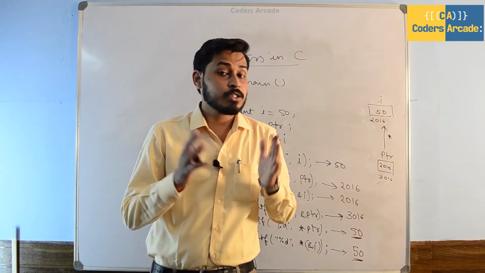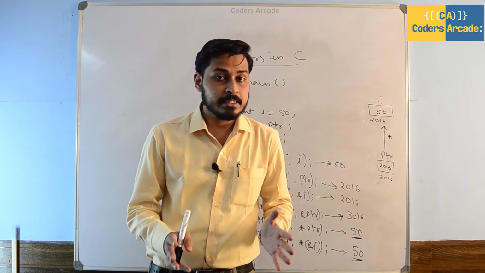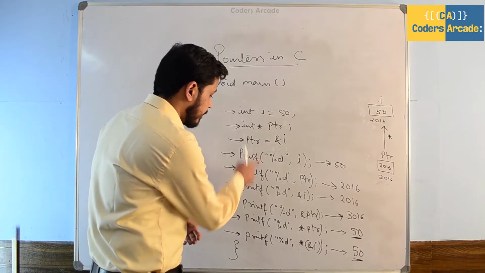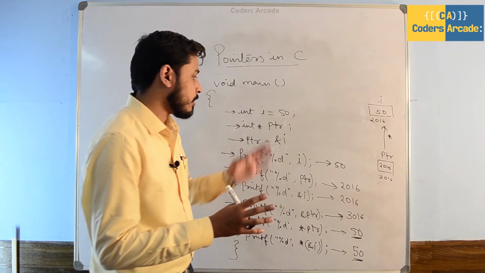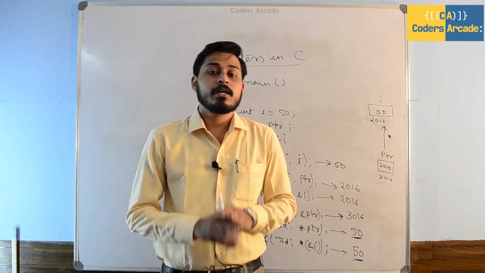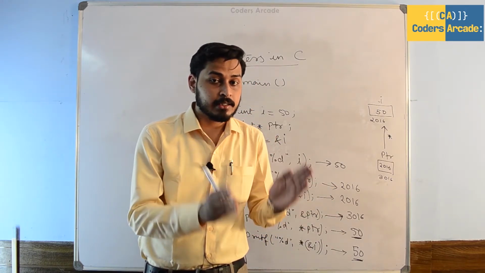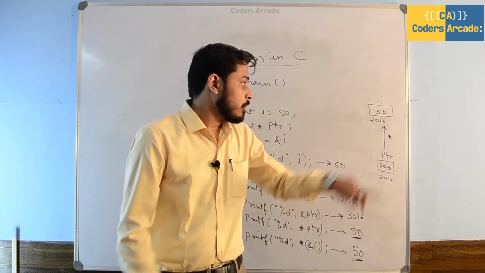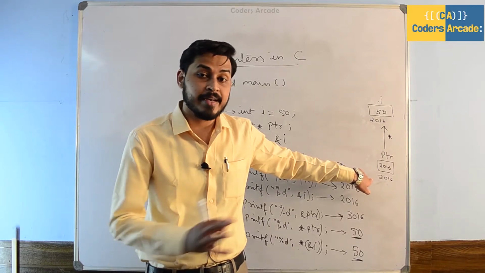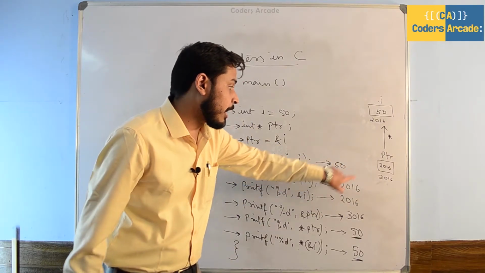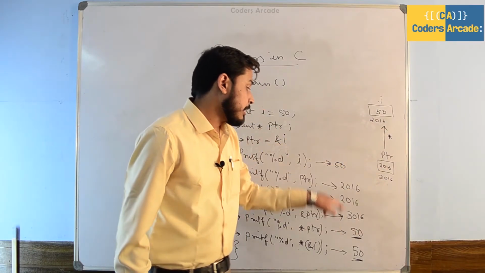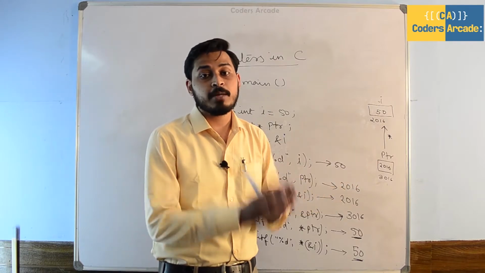One more very important thing you need to keep in mind is that we are using %d here in the print statement, right? But whenever we are printing an address, it will be a positive value only. Address cannot be a negative value. These addresses of memory locations cannot be negative. So it can't be negative 2016 or negative 3016. Address of this memory location should be only positive.